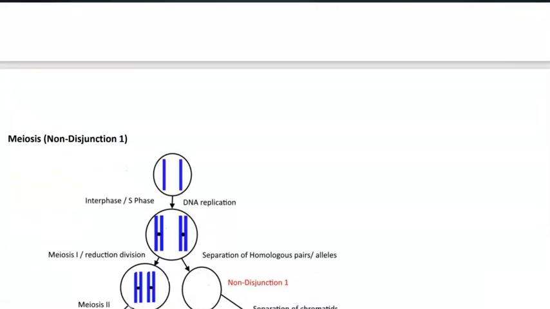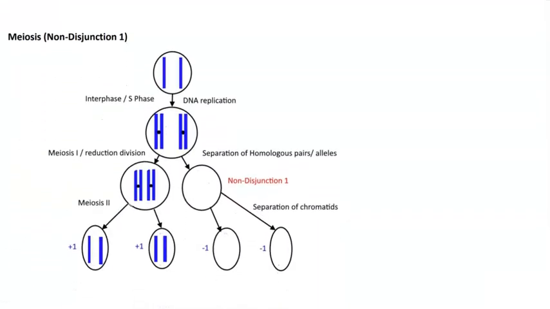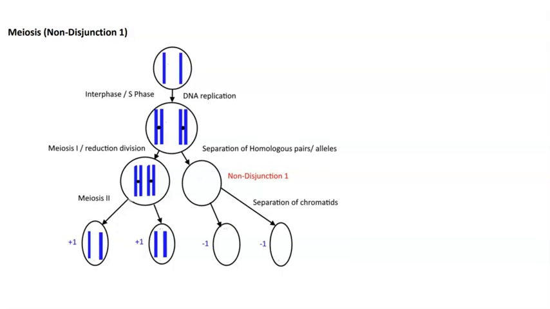So we're looking at the phenomena of non-disjunction, and then towards the end, we'll apply this within the context of Down syndrome in human beings. So there's actually two forms of non-disjunction, and the difference largely comes down to whether or not the mistake occurs in the first or the second division of meiosis.